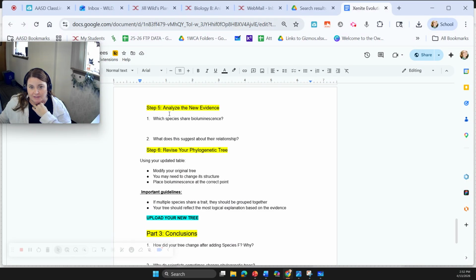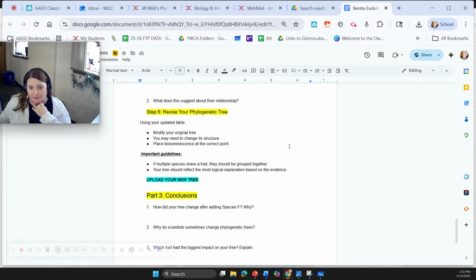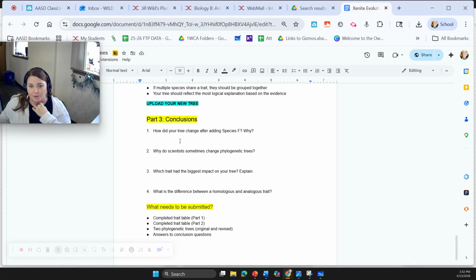Question in step 5, which species share bioluminescence? What does this suggest about the relationship? And then you have your conclusions. How did your tree change after adding species F and why? Why do scientists sometimes change phylogenetic trees? Which trait had the biggest impact on your tree? And what is the difference between a homologous and an analogous trait?